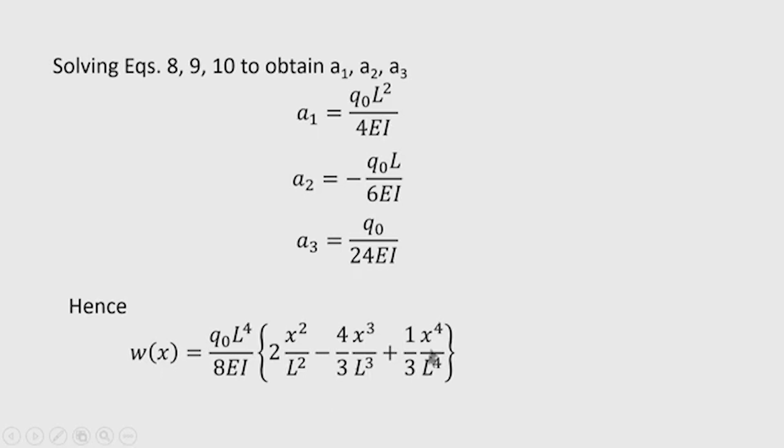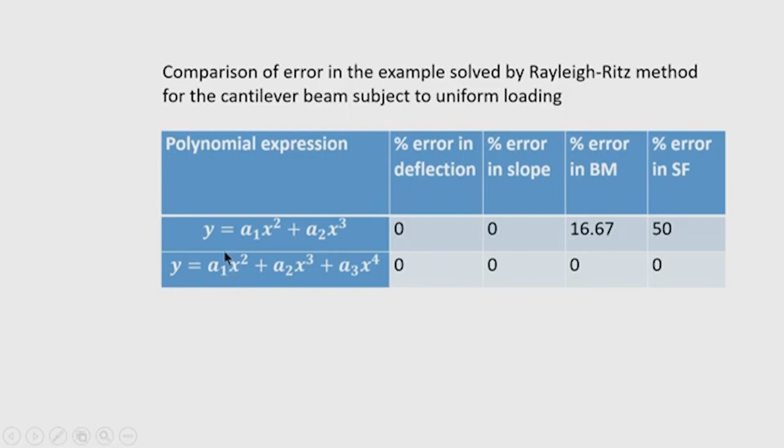So, from this deflection equation, we can now obtain the slope, bending moment and shear force using the derivatives of the deflection function. Now, here I have given a comparison for the cantilever problem. First, I have taken this 2-term expression in the polynomial of the deflection, A1 x square plus A2 x cube. Now, percentage error in deflection I have calculated, you can also check it, it will be 0. Percentage error in slope is also 0. Percentage error in bending moment is 16.67, whereas percentage error in shear force is 50%.